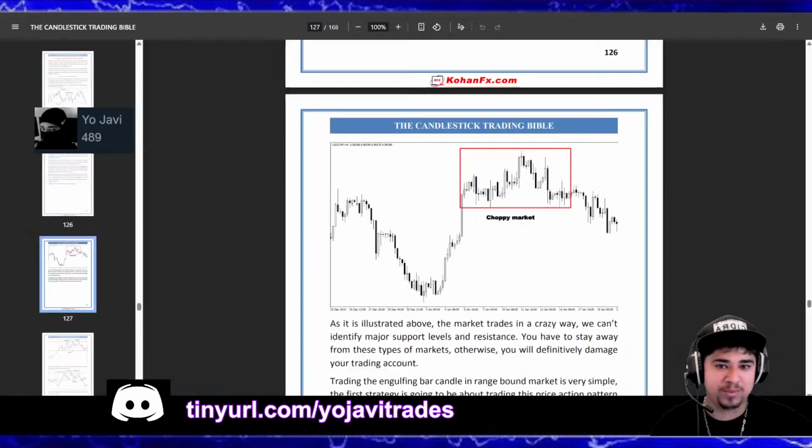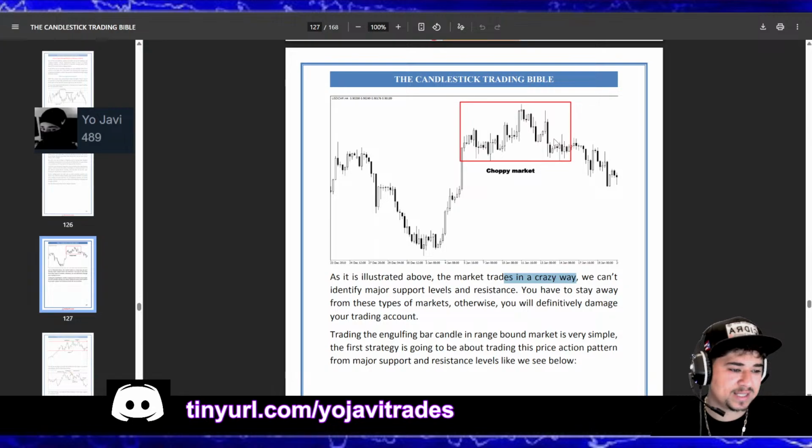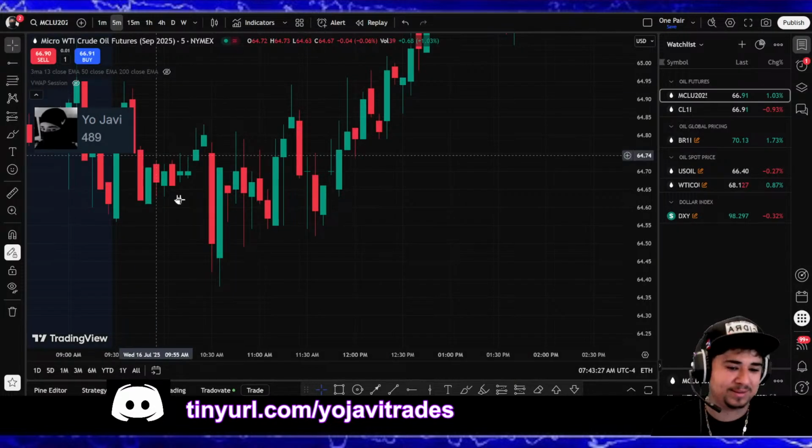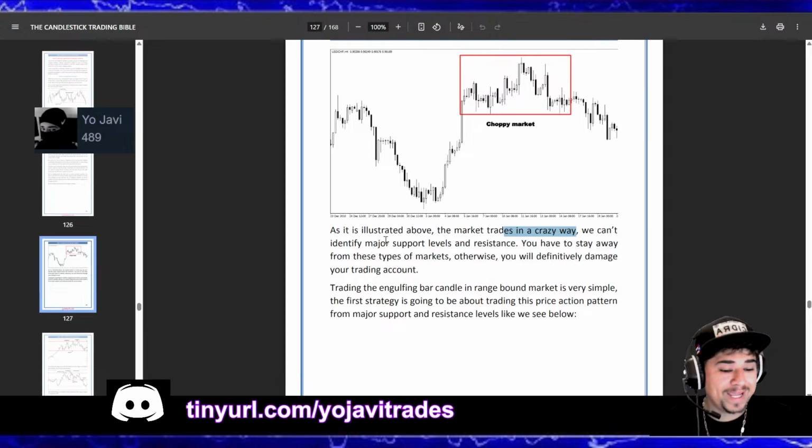Listen, I'm gonna pull my own examples if I don't like the examples here. So as it is illustrated above, the market trades in a crazy way. Yes, this is kind of crazy, but this is crazier. We can't identify major support and resistance levels. You have to stay away from this type of market. Otherwise, you will definitely damage your trading account.